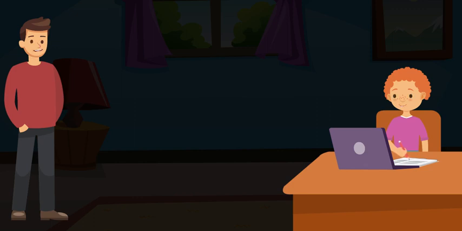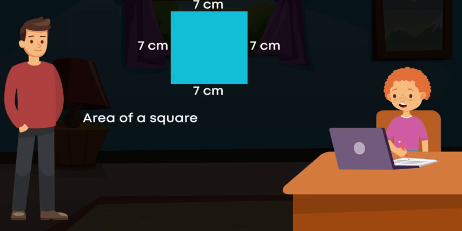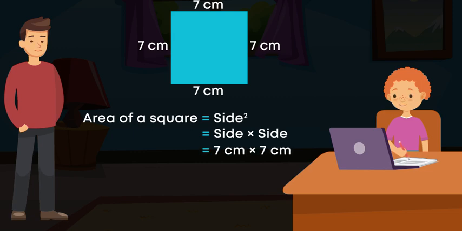Okay, let me ask you a question. What is the area of a square whose side is 7 centimeters? Area of a square is the square of its side, which is side multiplied by side. So it is 7 multiplied by 7, that is 49 square centimeters.